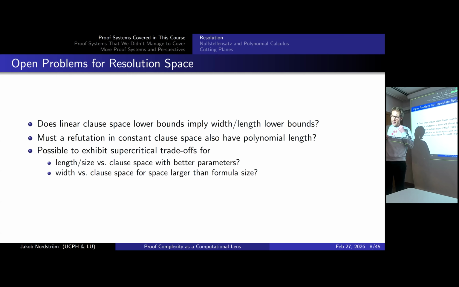So if I have a proof in constant closed space, and it's a k-CNF formula, then we know it also has a proof in constant width, so it has a proof in polynomial length. But is it conceivable that the proof in constant closed space would have to be much longer than this, maybe even super polynomially large? This we don't know.